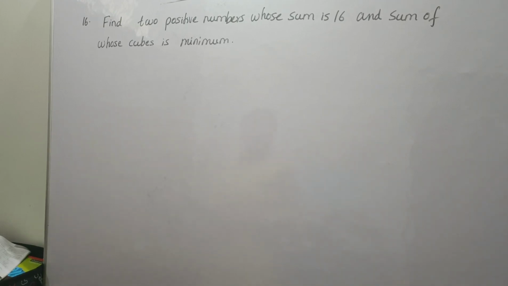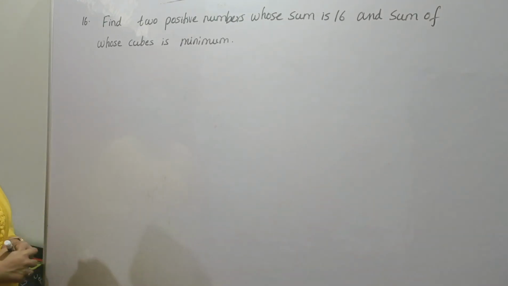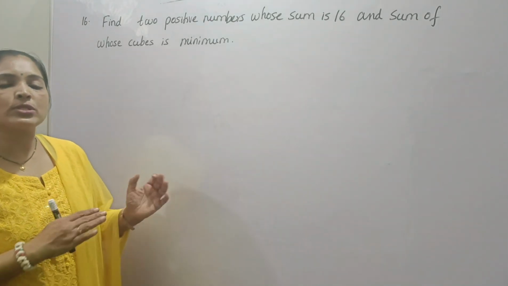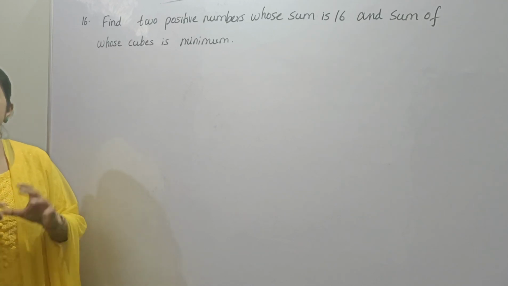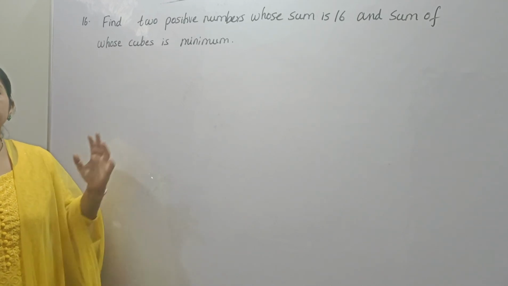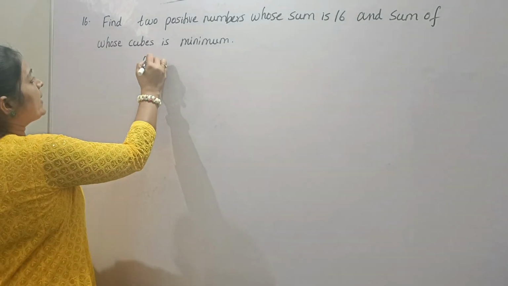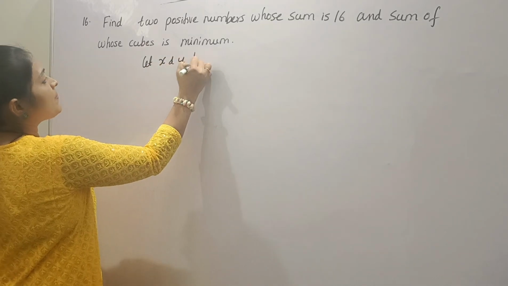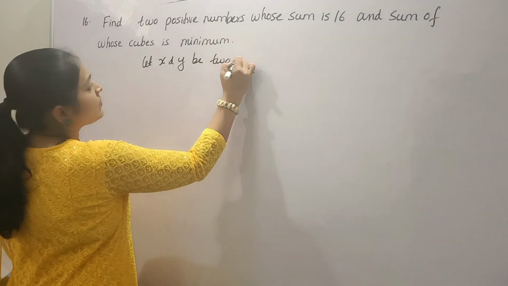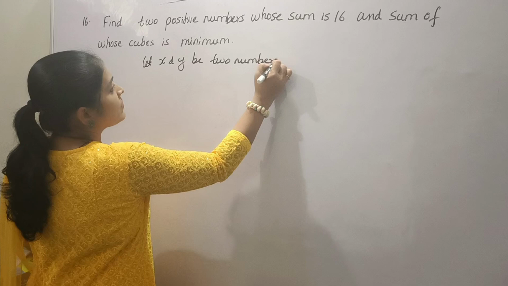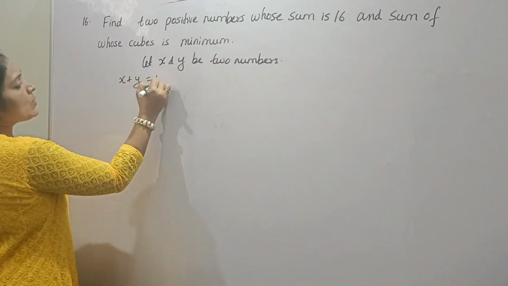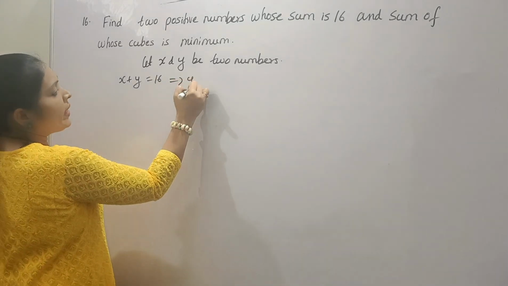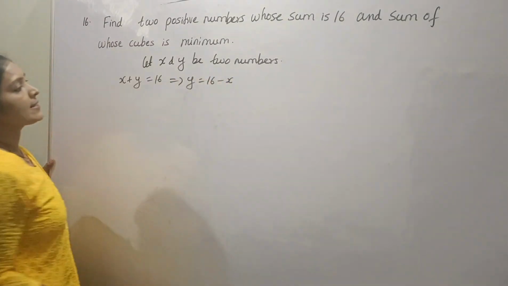Find two positive numbers whose sum is 16 and the sum of whose cubes is minimum. So here we have to find two numbers whose sum is 16 and the sum of their cubes is minimum. When it is minimum, what are the two numbers? Let x and y be two numbers. It is given their sum is 16, so x plus y is equal to 16. That implies y is equal to 16 minus x.